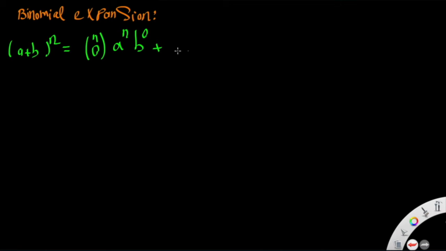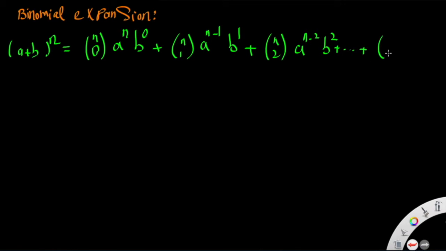So b to the power of 0 plus combination of 1 and n, a to the power of n minus 1, b to the power of 1. As you see, one of them is decreasing, the other one is increasing. Then combination of 2 and n, a to the power of n minus 2, b to the power of 2, and you continue the same pattern until the last term, which is combination of n and n, a to the power of n minus n, which is 0, b to the power of n. And I would like you to pay attention to the point that the sum of powers in each term will be n plus 0, n minus 1 plus 1 will be again n, and so on and so forth.